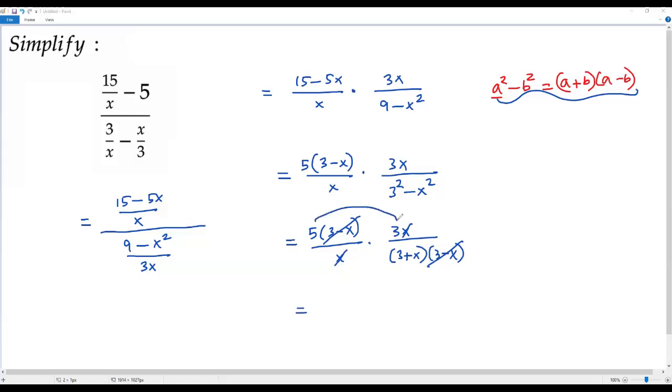So I'm getting 5 times 3x. 5 times 3x is 15x. In the denominator, we have 3 plus x. It can be written as x positive 3. Okay, the simplification of the given rational expression is equal to 15x over x positive 3.